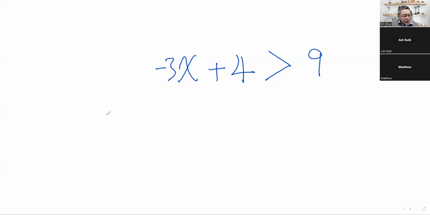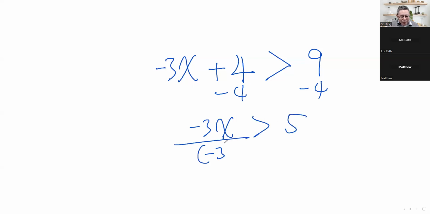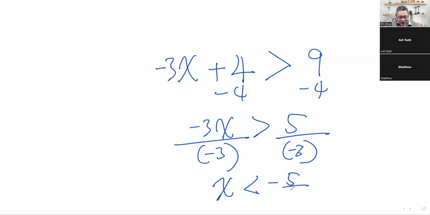Okay, very good. So subtract 4 on both sides, then we get -3x is greater than 5, then we divide by -3. That's where we have to flip. So x is less than -5/3.